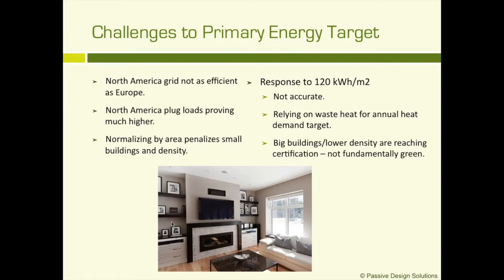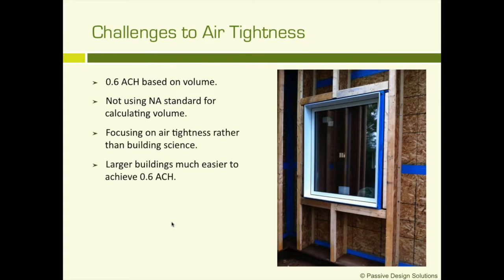But when you compare those two on the air tightness per square foot of building envelope, the small house was actually more airtight than the big building. So again, penalizing those small buildings. So as we were just talking about, the air change per hour is based on the volume of the building. The calculation of that volume is not an ASHRAE familiar calculation, and so it's focusing on that air tightness rather than the building science, with those large buildings being able to have some pretty severe leaks and still achieve their 0.06 air changes per hour.